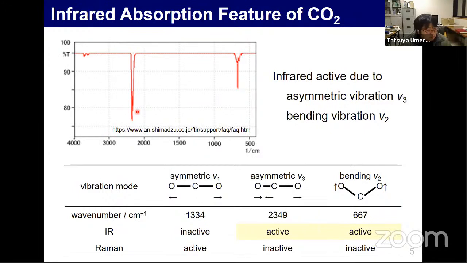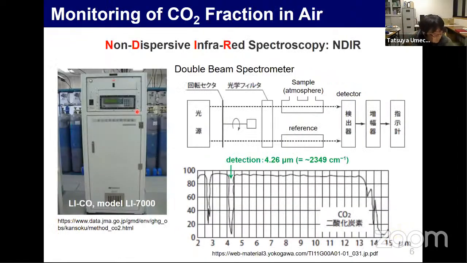Carbon dioxide is one of the well-known greenhouse gases. This is because the carbon dioxide molecule absorbs strongly the infrared light and then carbon dioxide itself warms up. Thus, the infrared absorption of carbon dioxide has a great influence on global warming. On the other hand, we can know the exact concentration of carbon dioxide in atmospheric air using the infrared absorption feature of the carbon dioxide molecule.